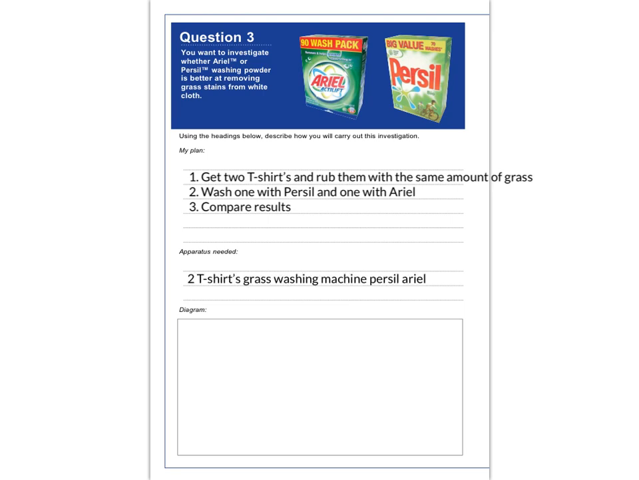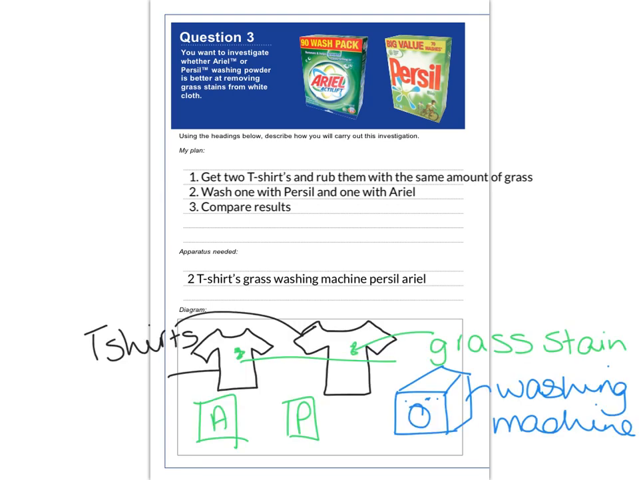So for this experiment, we're going to need our 2 t-shirts, grass, our washing machine, and our Persil or Ariel. You might need gloves for pushing the grass into the t-shirts, stuff like that. So guys, here's a very rough drawing of the apparatus that we'd use. Remember, we're not artists, we are scientists, so it doesn't matter the quality of your diagram. Just try your best and make sure you label everything so we know what it is. In my diagram, you'll see the 2 t-shirts, my Ariel, my Persil, and my washing machine.